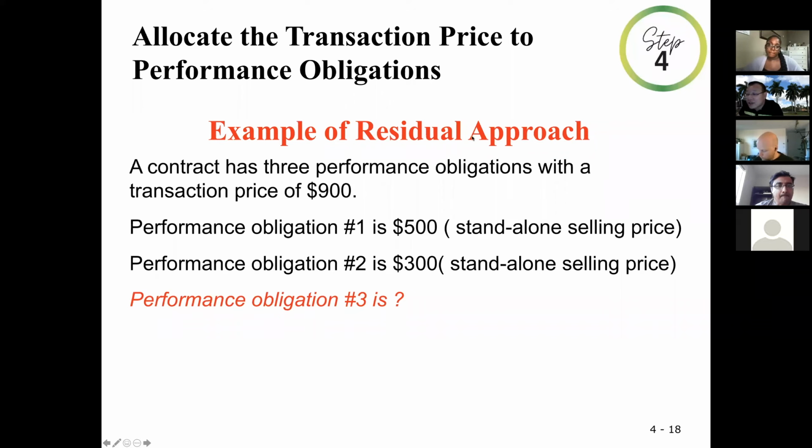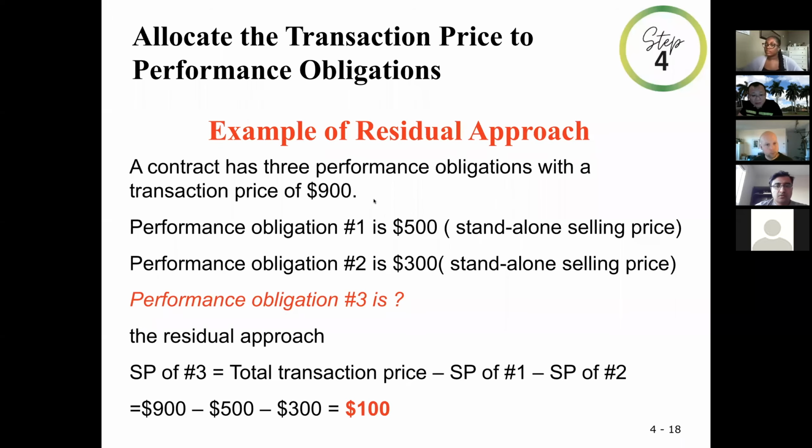So under residual approach, this is how you're going to do it. You allocate 500 out of the 900 to number 1. You allocate 300 to number 2. And what's left? You have allocated 800. So you're left with 100. So you're going to allocate 100 to performance 3. We call this approach residual approach.